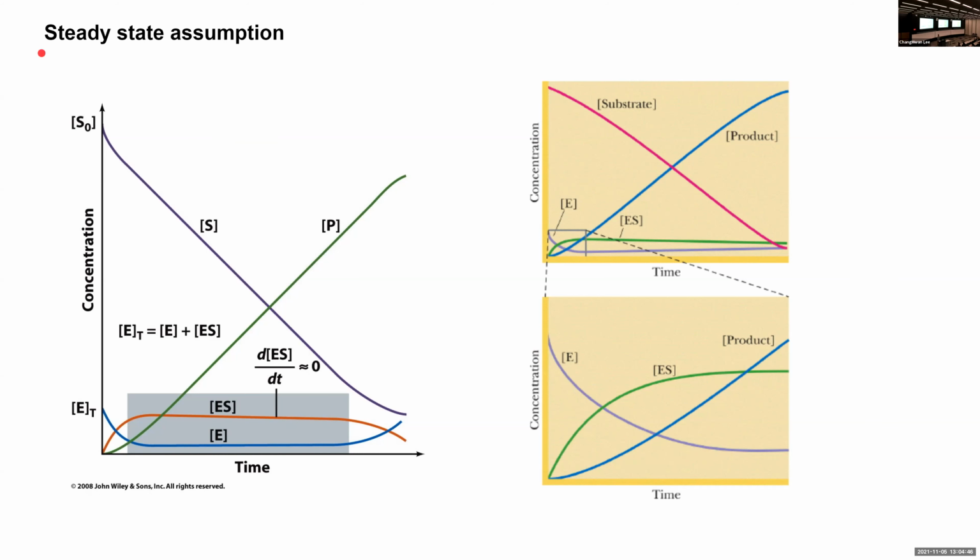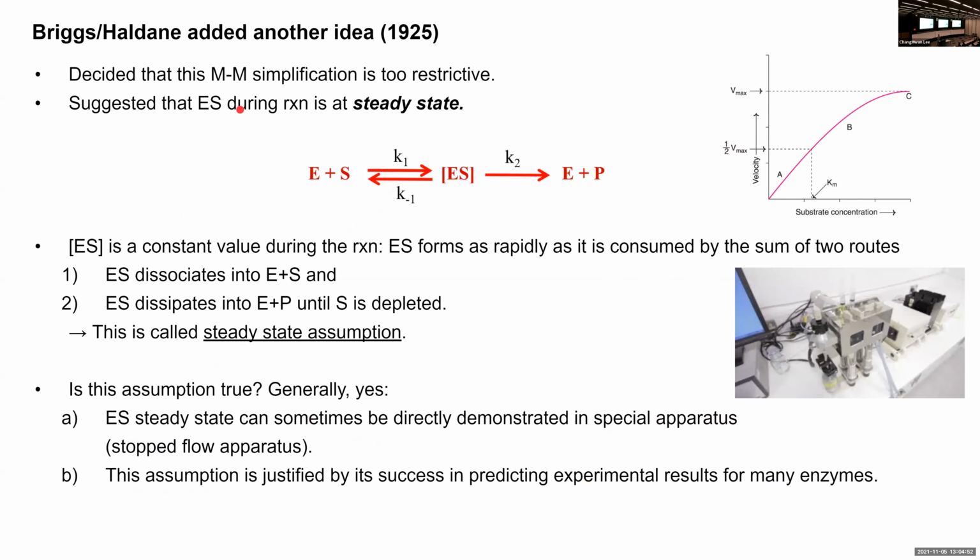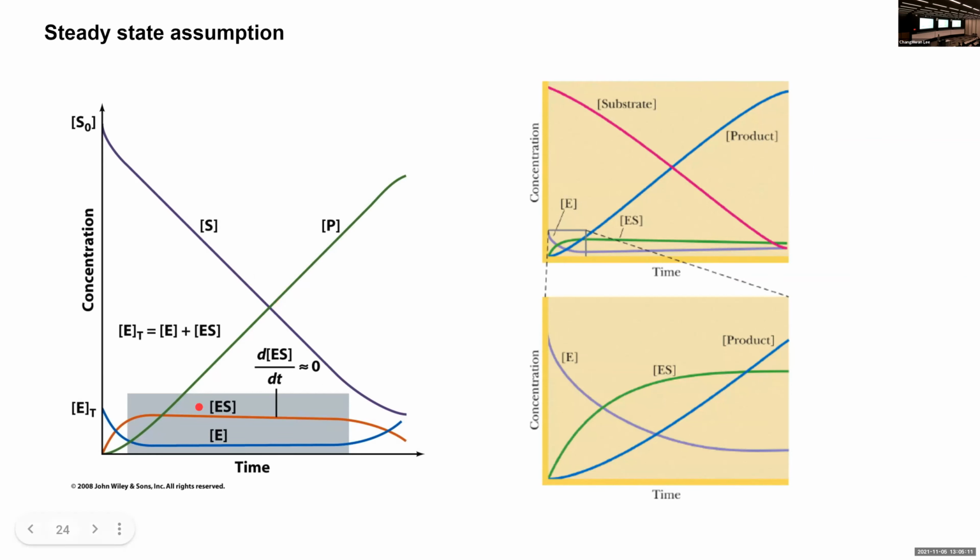We just talked about the steady state assumption. This is the key, again, right here: the Briggs and Haldane hypothesis, where they said that this simplification of the Michaelis and Menten theory is too extreme or too restrictive. And that was all about the ES complex having a steady state.